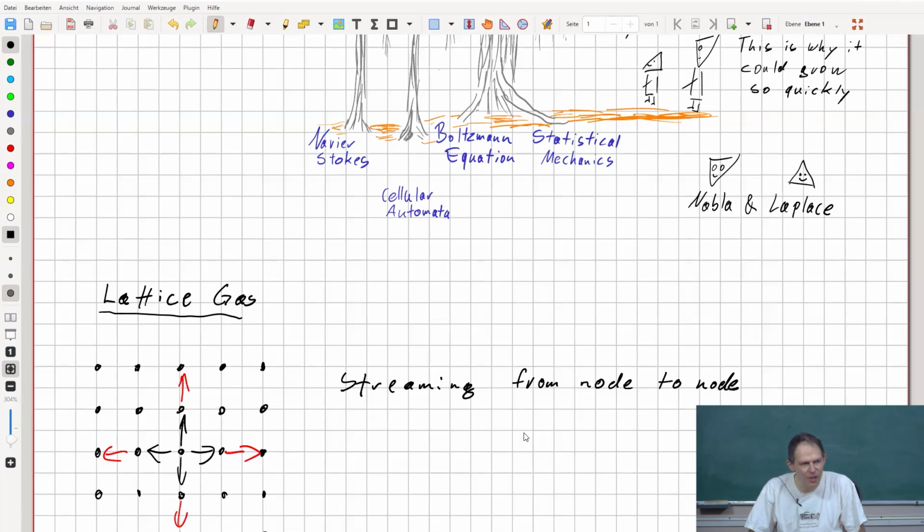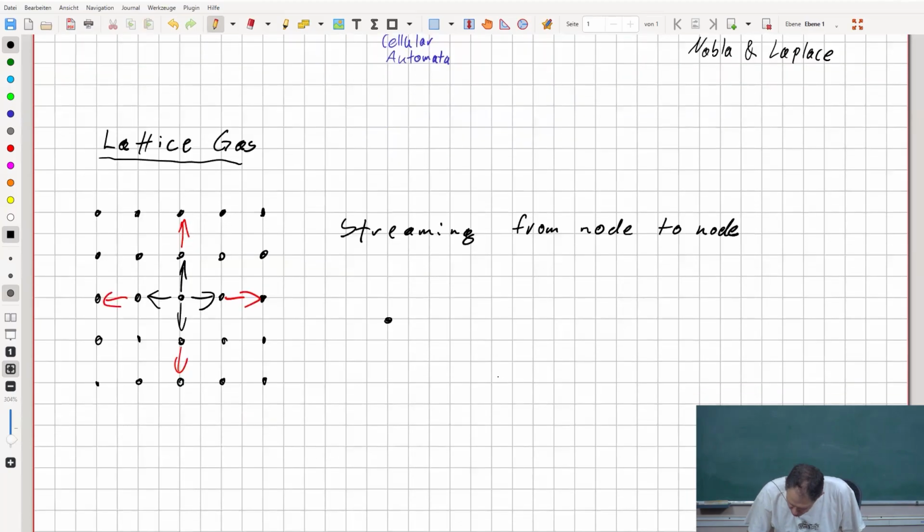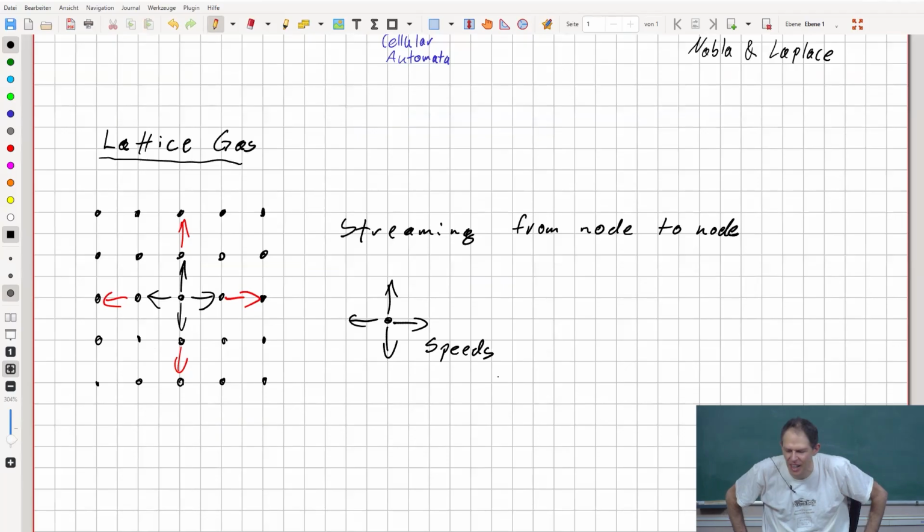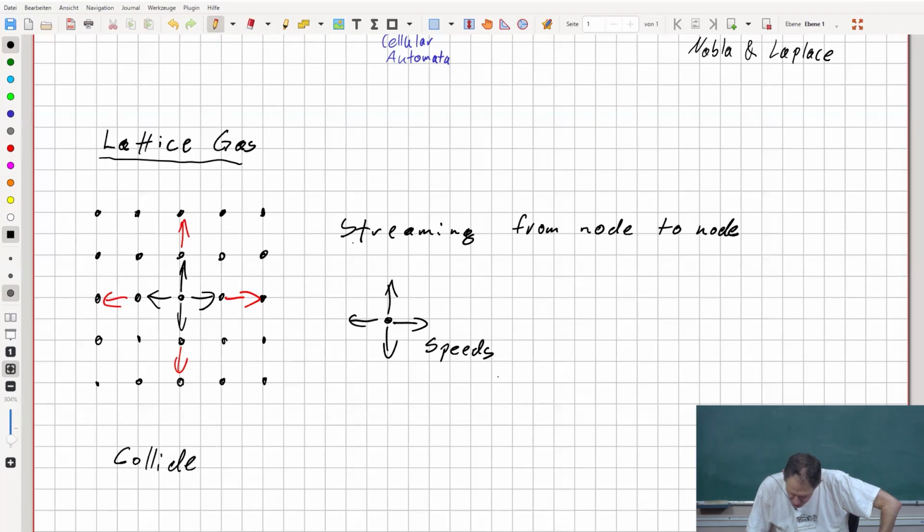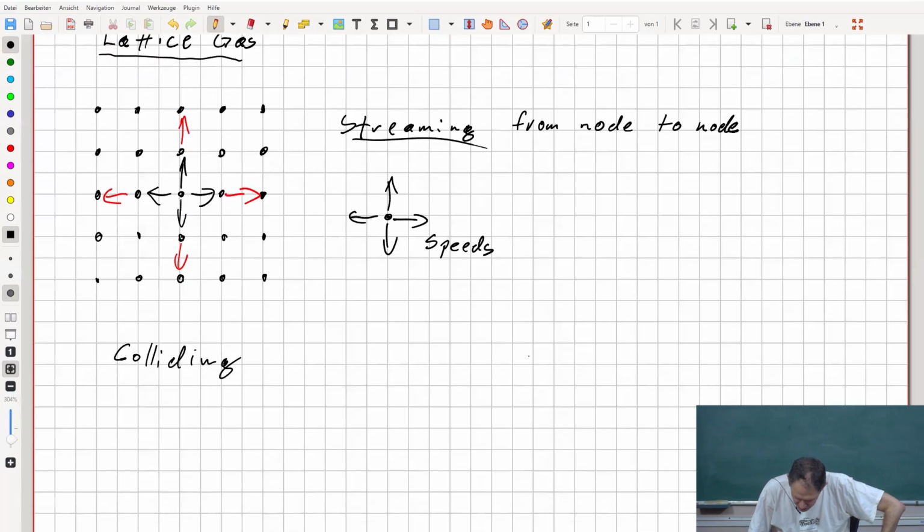So, and this is of course not enough in order to describe how matter functions, in particular flowing matter. Okay, I should potentially say, so these things here are the speeds. So, okay, this moving around of particles along these lines is of course not enough. And there was the idea of collision. So we have streaming and colliding. Streaming and colliding.